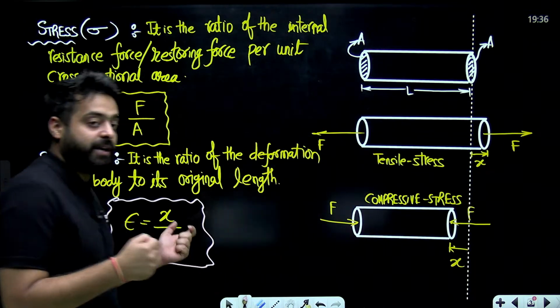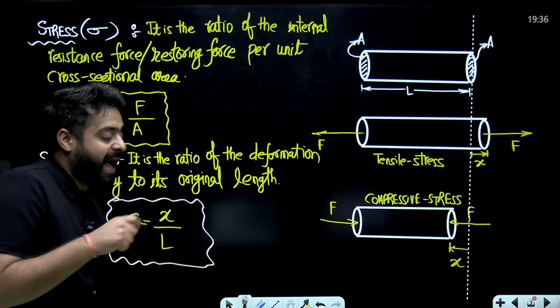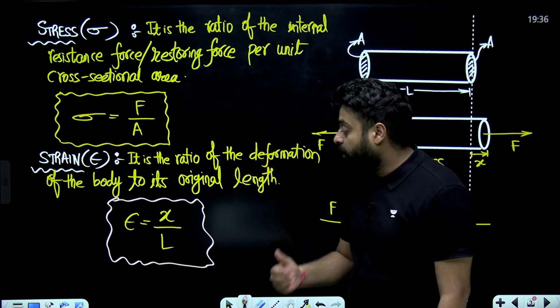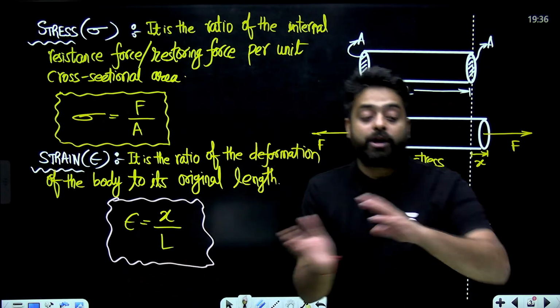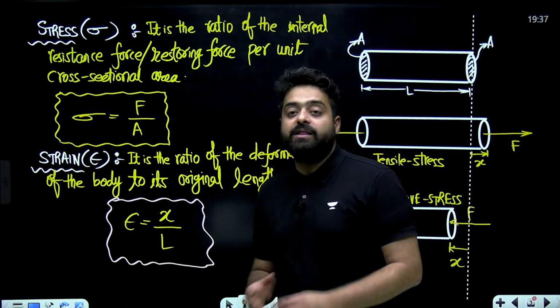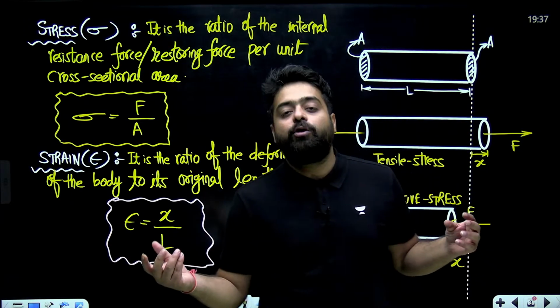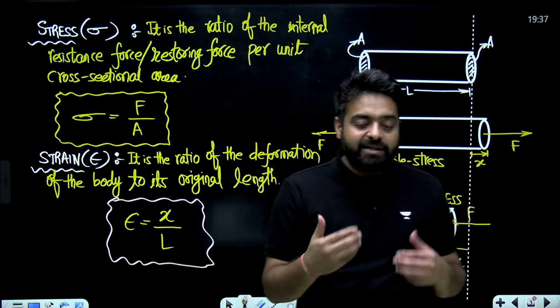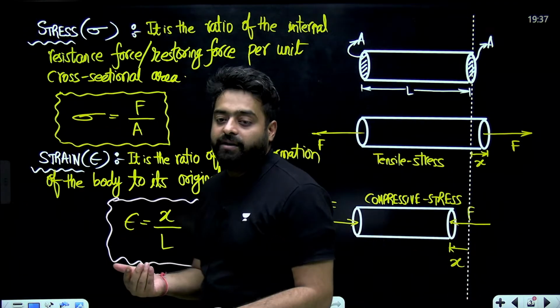That is the beauty of strain. That's why we took strain. Strain actually neutralizes the actual length with respect to deformation. We need to take the deformation with respect to the original length. If the original length is 1 kilometer, and in that 1 kilometer length of the rod it gets deformed by a very small value, that is called strain. That is how we need to define strain.